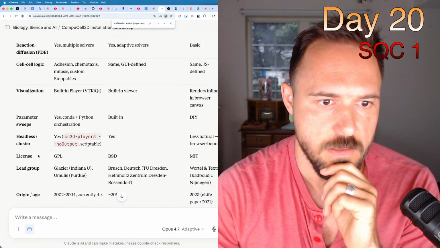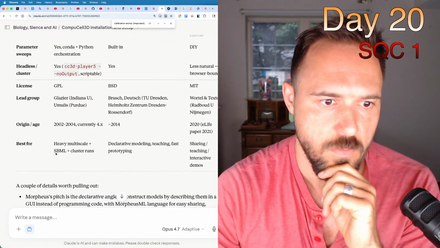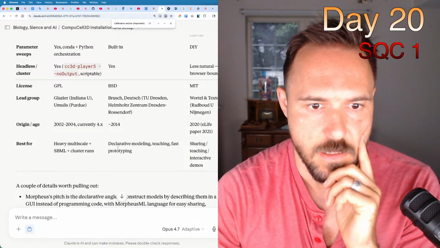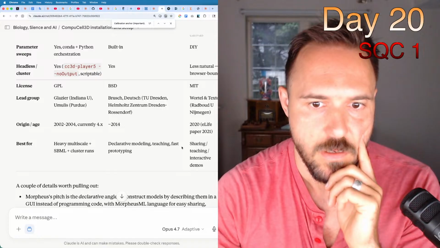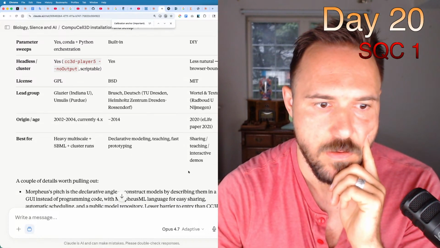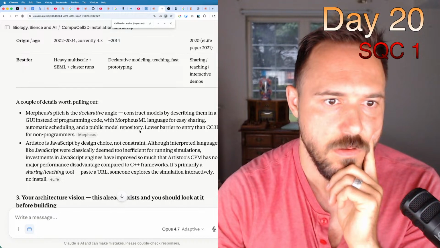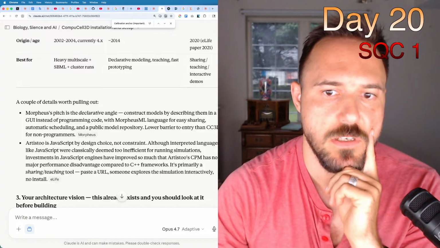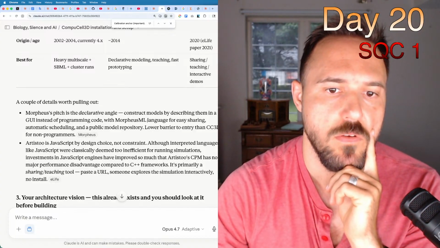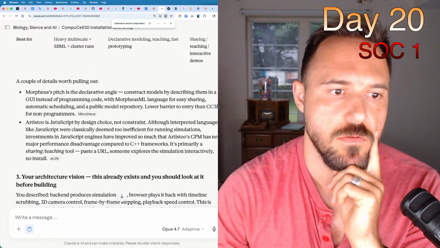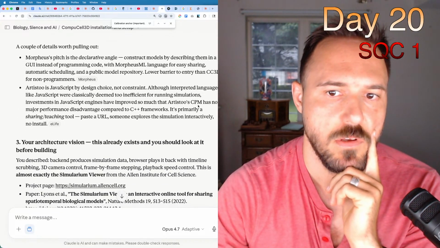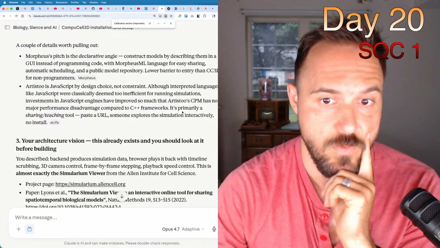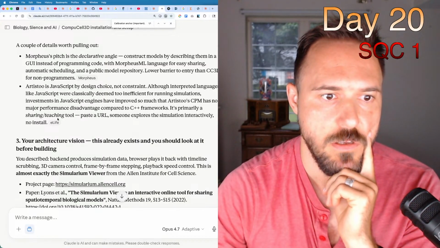Parameter sweeps, headless cluster, best for heavy multi-scale plus SBML cluster runs, declarative modeling, teaching, fast prototyping. Morpheus pitches a declarative angle: construct models by describing them in a GUI instead of programming code, with more ML language for each sharing. It's JavaScript-designed code and has no major performance disadvantage compared to C. Its primary use is sharing technology and teaching tools.